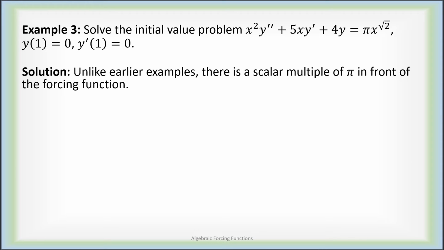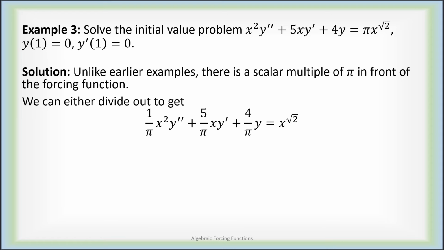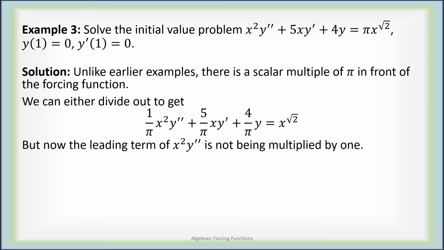Now, unlike earlier examples we've worked through, our forcing function is not just being multiplied by 1, it's being multiplied by pi. This does in fact affect how we solve for the particular solution y sub p. So we might try to divide it out. If I divide everything by pi, we would end up with this expression right here. The good news is the forcing function doesn't have a pi in front of it. The bad news is everything else does, and in fact the leading coefficient, not being just x squared times y double prime, but having this 1 over pi, means it does not match our general format for a second order Euler equation.